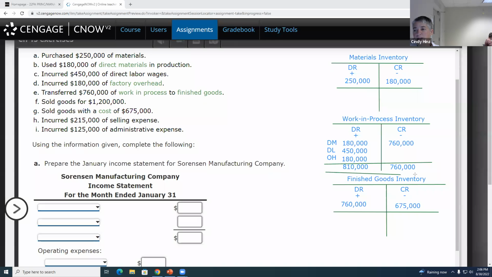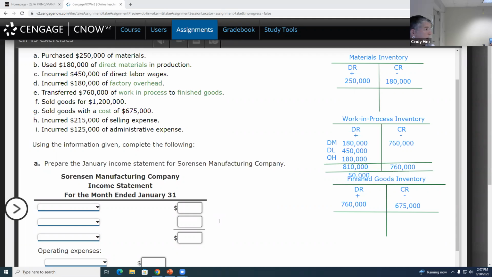Now that we have the footings, the final step is to find the balance, and we subtract the smaller number, the 760, from the larger number, 810. So the difference is 50,000. And that difference gets recorded on the side that had the larger footing or the larger total. Okay, so I know it's a little squished in there, but the balance in our work in process inventory at the end of the month would be $50,000.